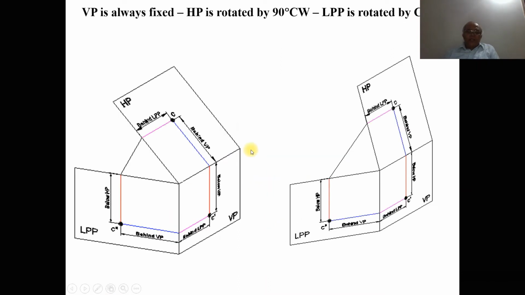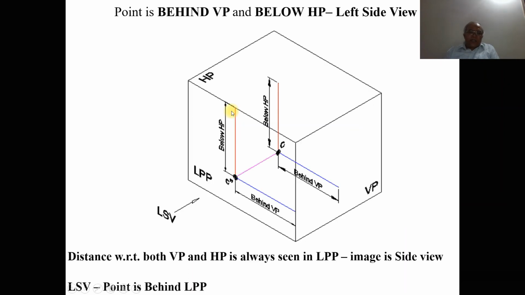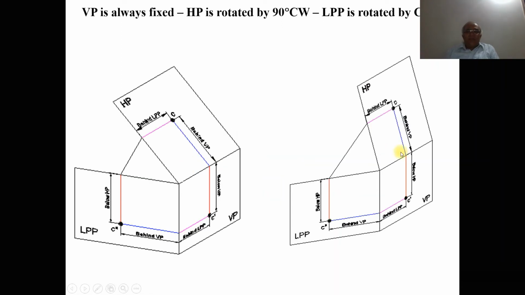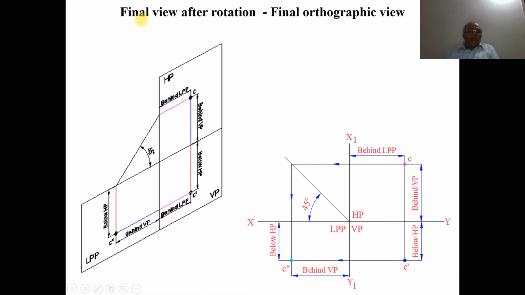Now we are going to analyze this. That means when you are cutting this here and rotating the horizontal plane to the top and the left profile plane to the left side, this is how the intermediate positions of the horizontal plane and the left profile plane will be, with the vertical plane being fixed. Then in the next position we are going to get the final view after rotation. So the final orthographic view.